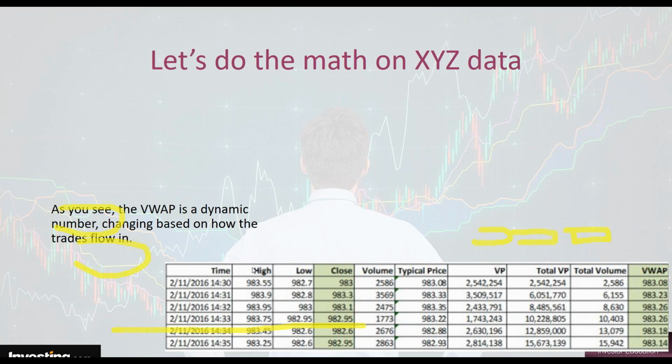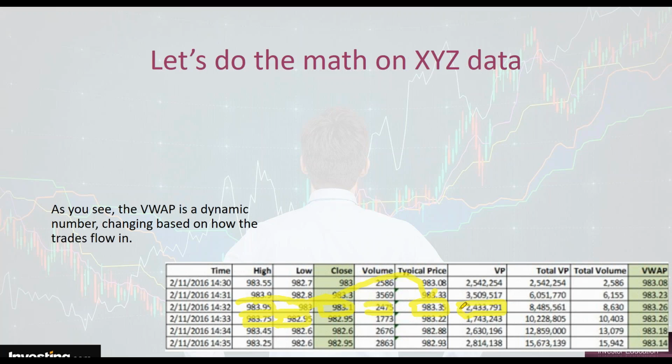So what we did is we started at 14:32, and we have 983.95, 983, 981. We have volume as 24.75. So we get the typical price by adding this, this, and this together and divide it by 3, and that gives us our typical price, which is 983.35.